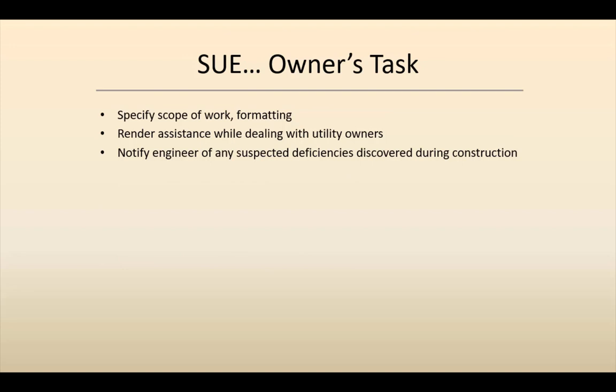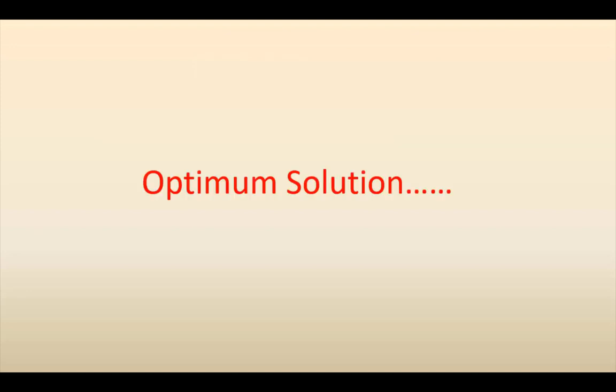The owner has to specify the scope of work, formatting, and render assistance while dealing with utility owners, because when you have to collect the quality level D data, you need some kind of support from the utility owner. The owner should also notify the engineer of any suspected deficiencies discovered during construction. It will help the job of the SUE engineer.